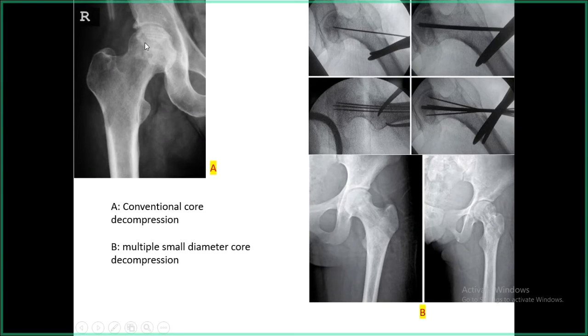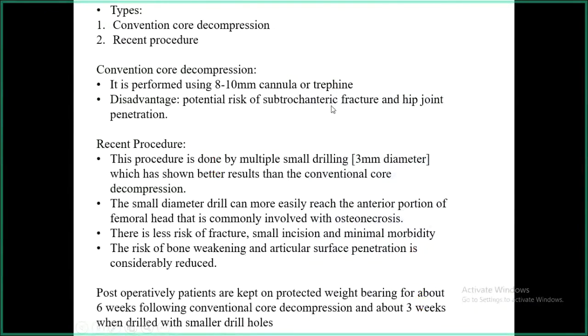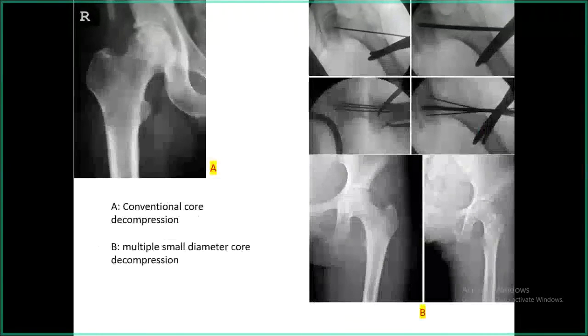By this drill, you cannot reach up to this area in the weight-bearing portion, and by this one, you can reach somewhat to this area where the stage 2A or 2B is addressed. Postoperatively, patients are kept on protected weight bearing for about 6 weeks following conventional core decompression and about 3 weeks when drilled with smaller drill holes.